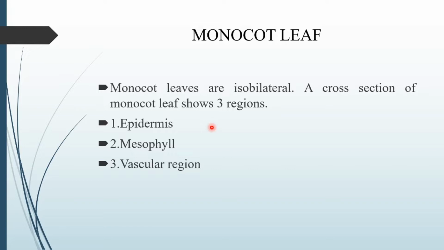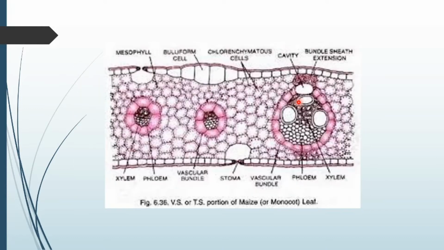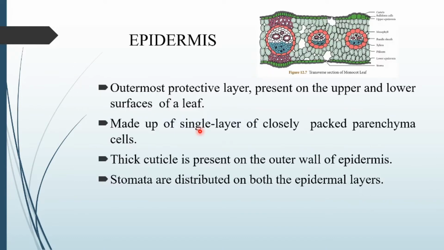The anatomy of these isobilateral leaves is only slightly different from that of the dicot leaf or the dorsiventral leaf. When we take a cross section of the monocot leaf, it shows three different regions, namely epidermis, mesophyll and vascular region. Let's learn one by one. This is the picture of a monocot leaf showing different parts, and this is another picture.